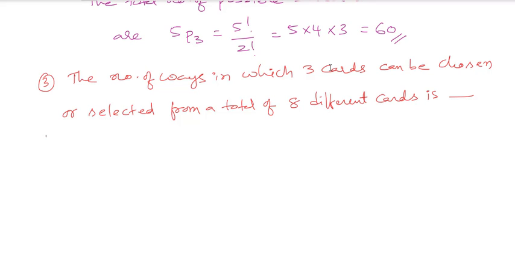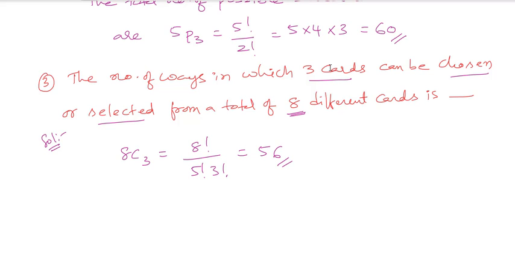Yes, come on, tell me the answer for this. How will I do it? Yes, there they directly mention it here: the number of ways in which 3 cards are selected or chosen from 8 different cards. Selection or choosing means combinations. So that is 8C3, which is 8 factorial by 5 factorial (8 minus 3) and 3 factorial. If you solve it, you will have 56. Am I right or not? Yes, that is how you can solve these things.